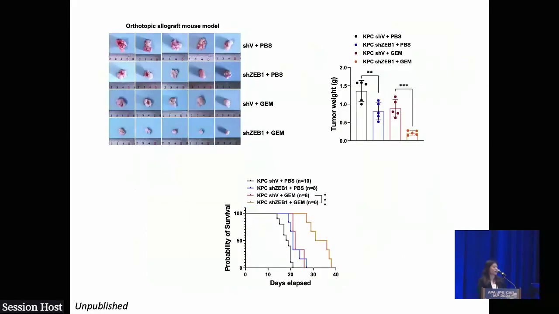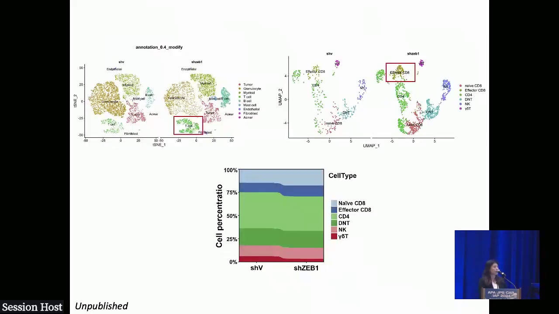So next, we established the orthotopic allograft mouse model with ZEP1 knockdown, and combined ZEP1 knockdown with gemcitabine. And we found the treatment with gemcitabine plus ZEP1 knockdown significantly decreased the tumor growth, increased the gemcitabine response, and prolonged the overall survival of the mice. And next, in order to know how ZEP1 knockdown affects the tumor immune microenvironment, we collected the tumor tissue and did single cell RNA sequencing.